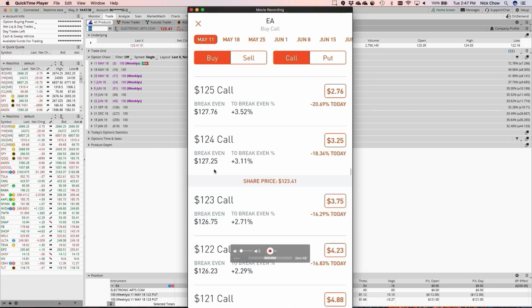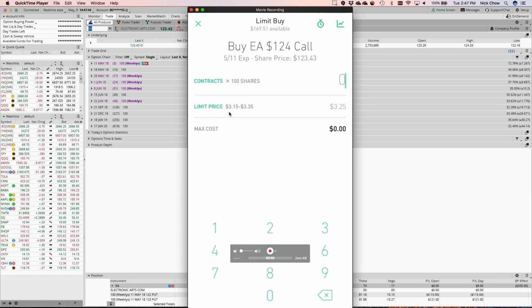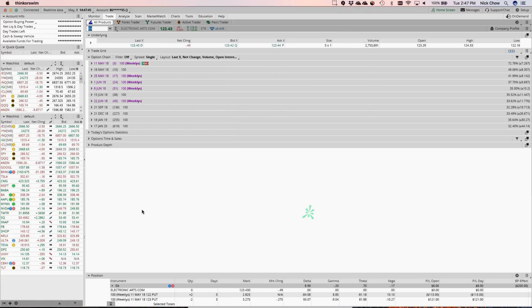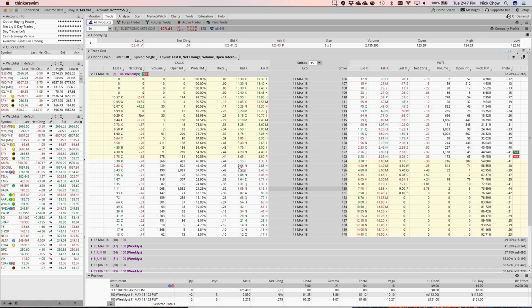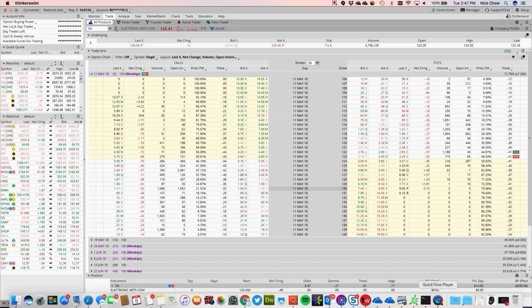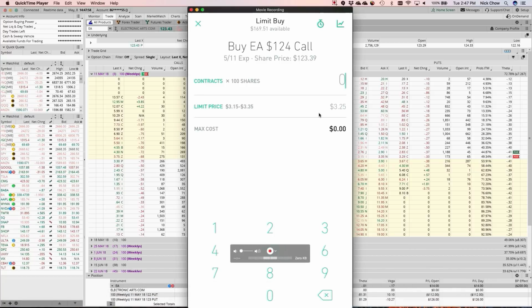Okay, so let's look at these 124 calls on EA. Like I said, this is the 3.15, 3.35, and it's giving me a suggested price of 3.25. If I look at the bid and the ask, the bid is 3.15 and the ask is 3.35 on those 124 calls, and if you don't hit it right, it's not going to get filled. And I feel like they don't give you the mid price that well.